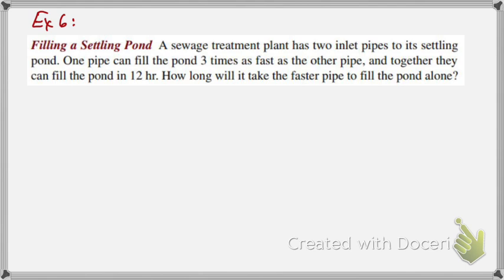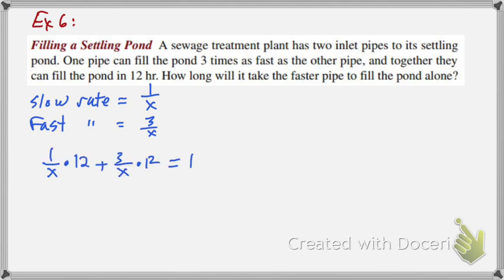All right, this is a similar kind of problem. We're going to use the same techniques. So we read it. Now this time they're giving us the time that both of those pipes can fill the pond. And they're making the rate a variable. So if I let the slow rate be 1 over x, and the fast rate has to be 3 times that fast, well, wouldn't the fast rate just be 3 over x? In other words, 3 times 1 over x.